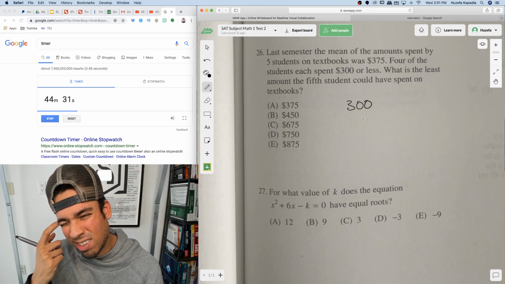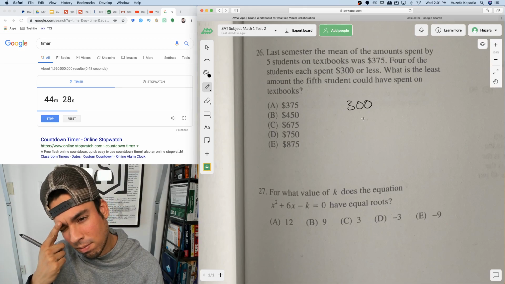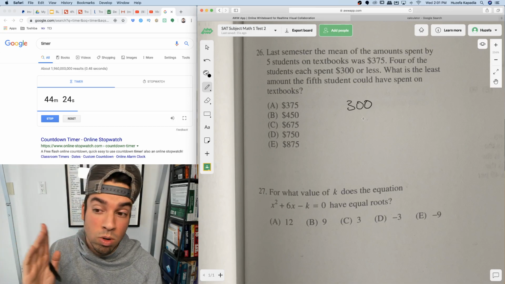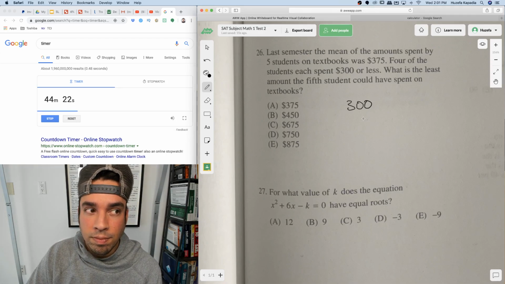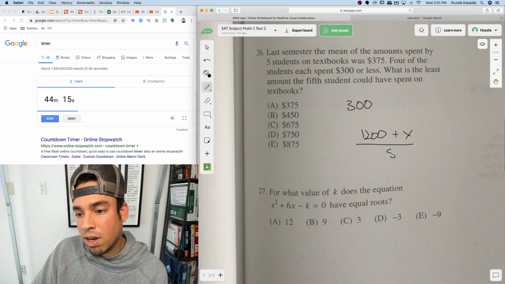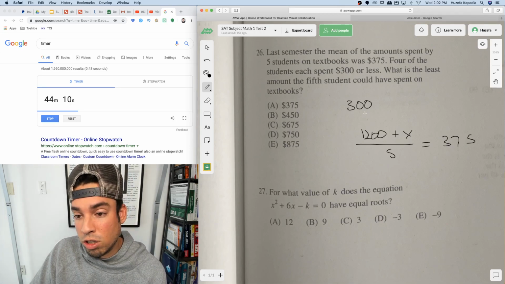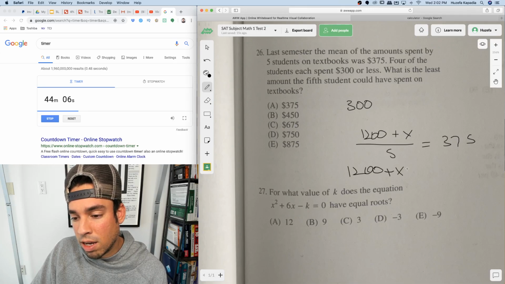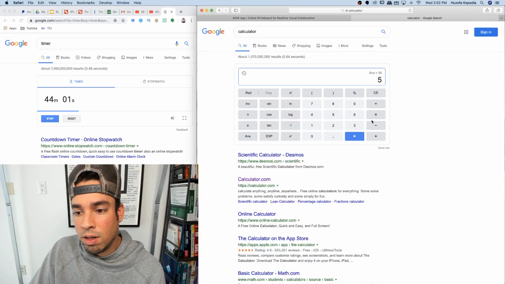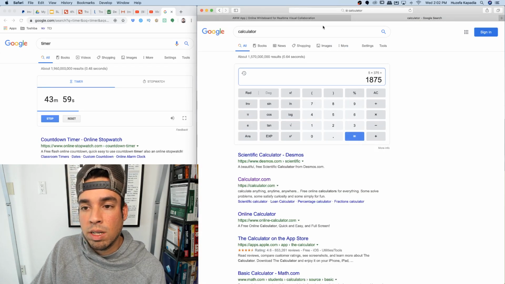Wait, this is weird. 4 of the students spent $300 or less. Okay, so we're assuming they all spent $300, so that's $1,200 plus x divided by 5 equals $375. Yeah, because this is the least he could have spent if they all spent $300. I got it now. So then it's 1,200 plus x equals 5 times that, which is 1,500. Hold on. 5 times 375 equals 1,875.